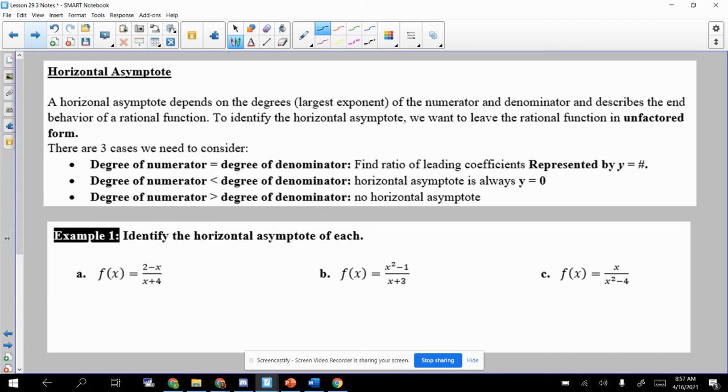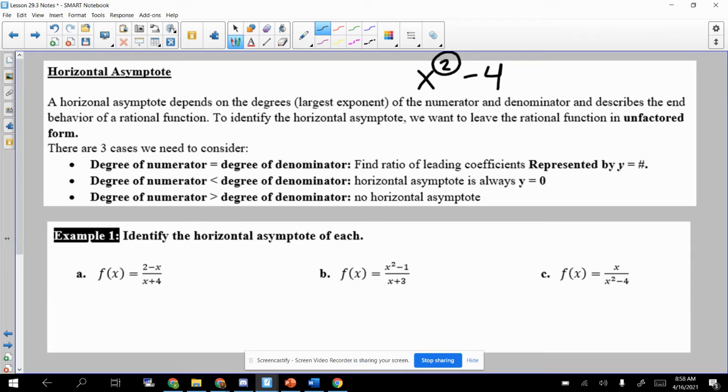Remember, an asymptote is like that invisible line that your graph will approach or get closer and closer to, but never actually touch or cross, okay? So a horizontal asymptote depends on the degrees, the largest exponent, okay? So remember, if we have something like x squared minus 4, that is a second degree polynomial, okay? That's something we talked about back in Unit 2 or Unit 3, okay?